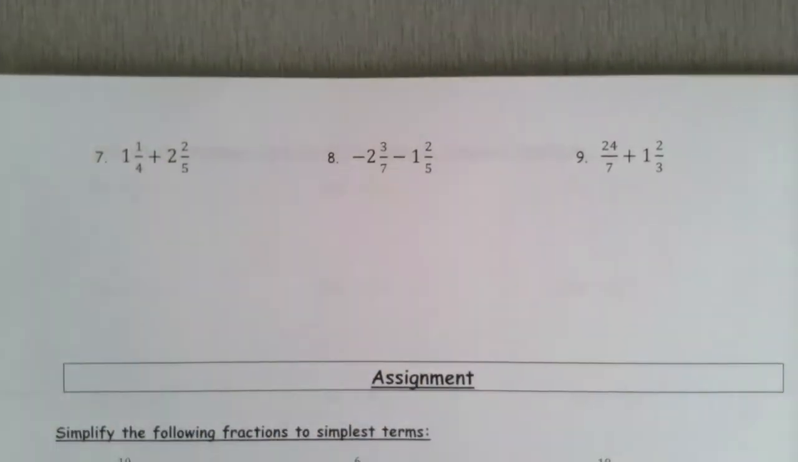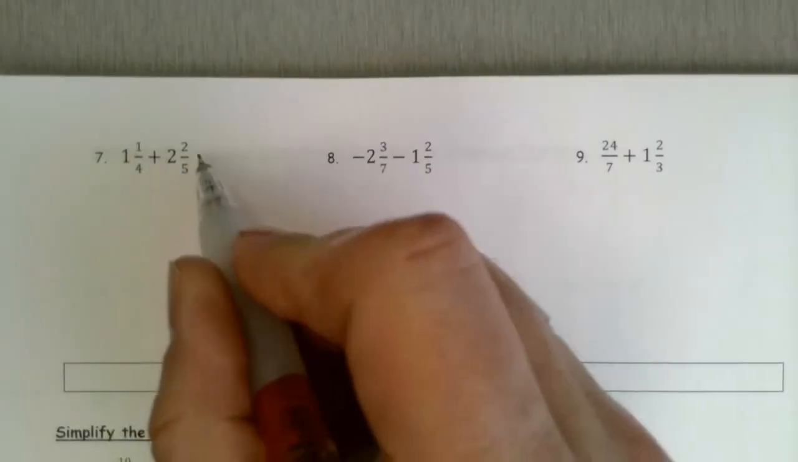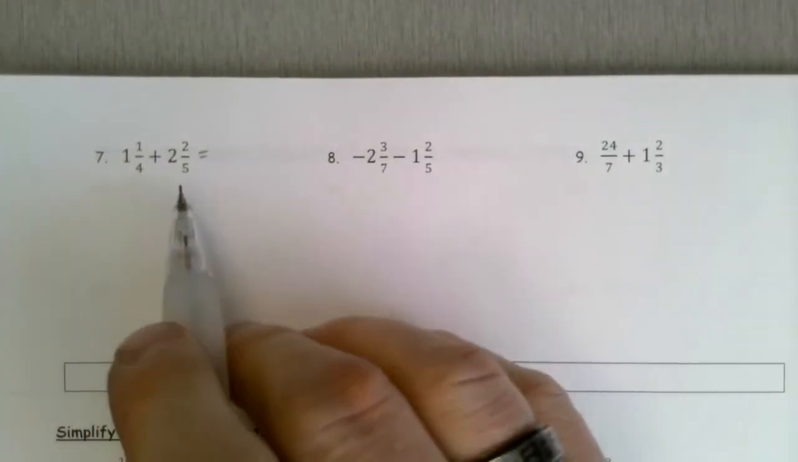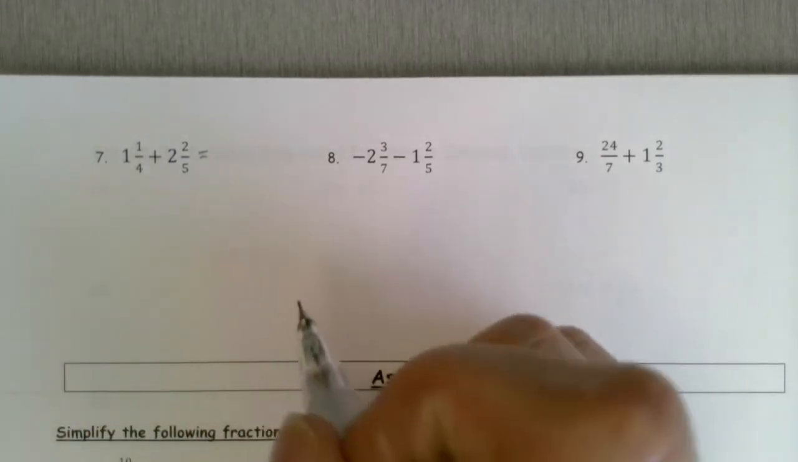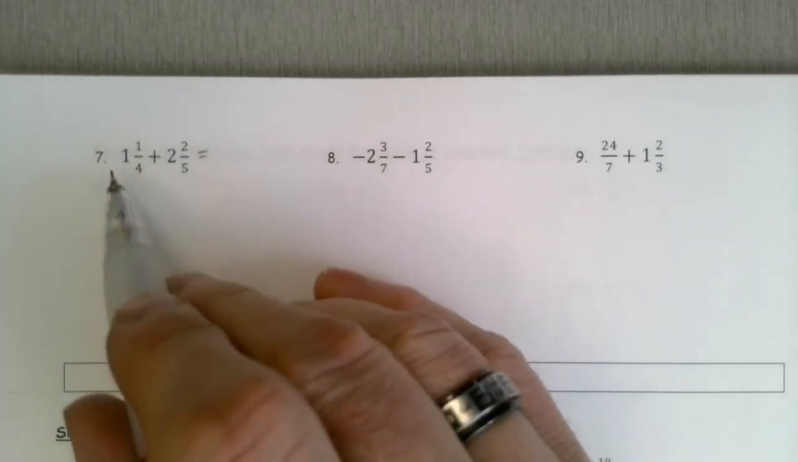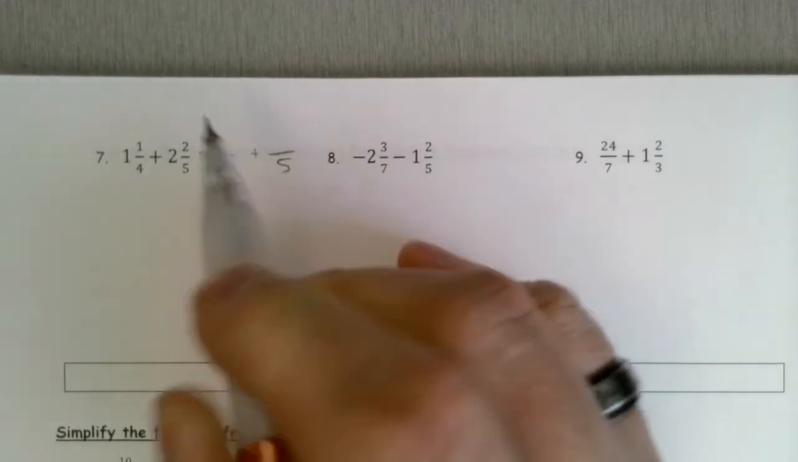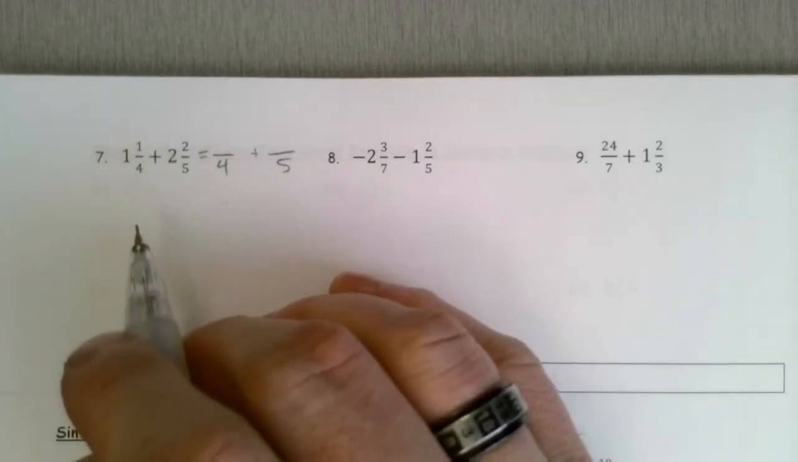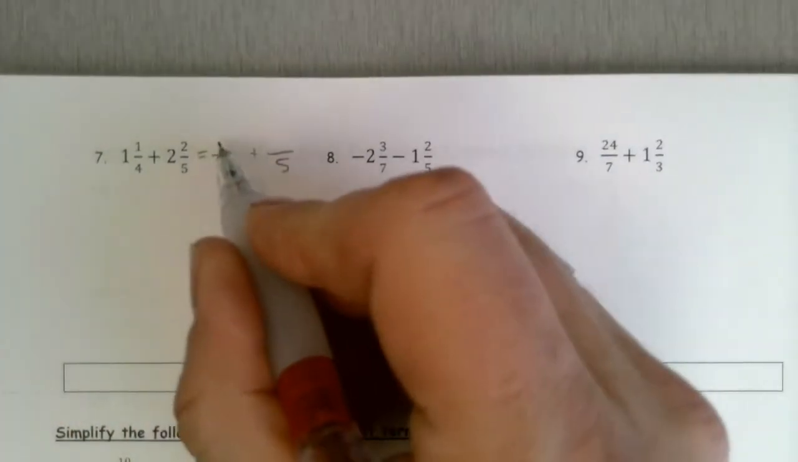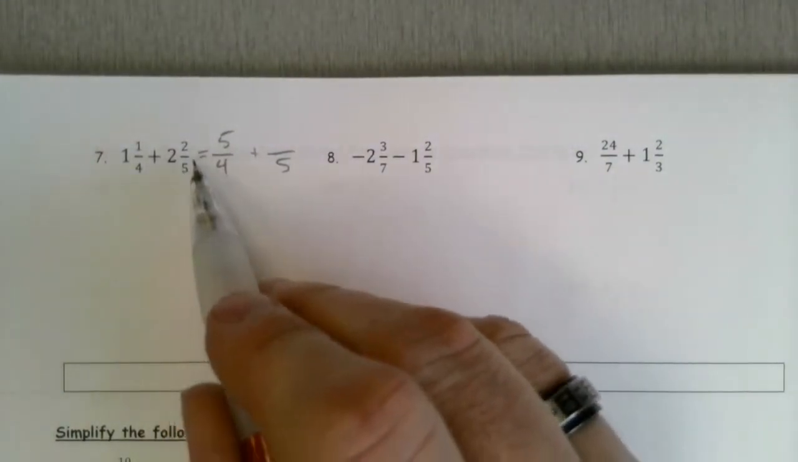And now just a few more dealing with some improper fractions here. Like we were saying before, it would probably be easier if we just converted these to improper fractions first. So something over 4 plus something over 5. So 1 times 4 is 4 plus 1 is 5. Sorry, I was anticipating where that was going. 2 times 5 is 10 plus 2 is 12.